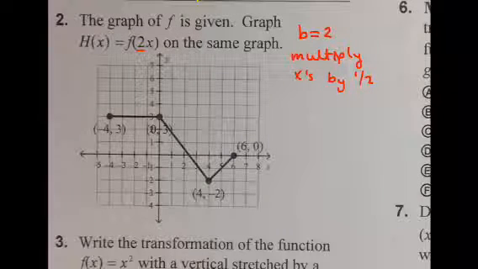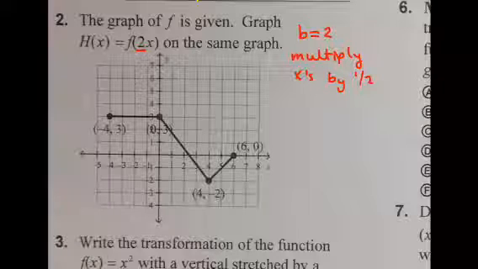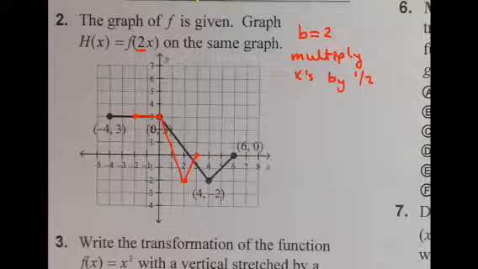Alright, so number 2, the b value is 2, and so that means that you are going to multiply all the x's by a half. The y's stay the same. Okay, so right here, -4, 3, you're going to multiply the -4 by 1/2, so 1/2 of -4 is -2, so -2, 3. 0, 3 stays there, because 0 times a half is 0. 4, -2 becomes 2, -2. And 6, 0 becomes 3, 0, because we're cutting all the x's in half. And so you just connect the points. And, oops, not too straight, but there it is.